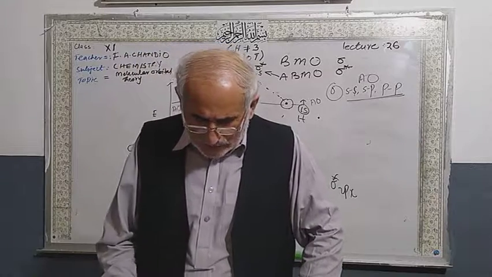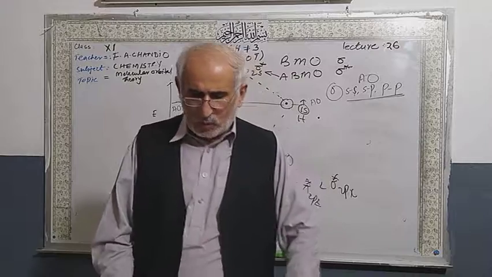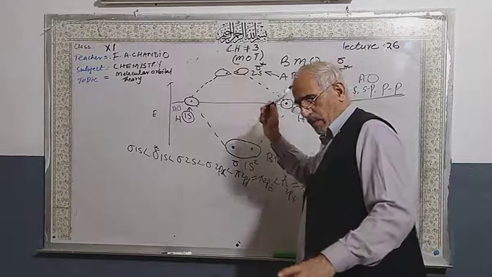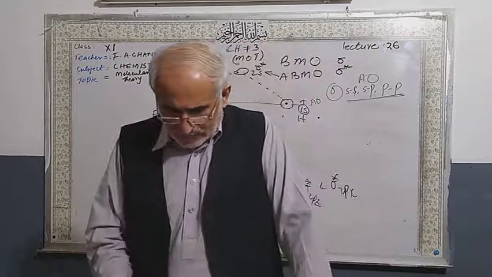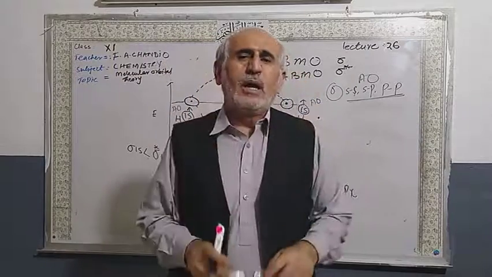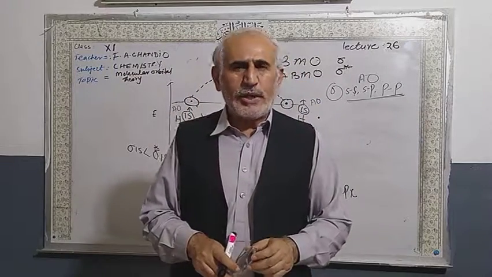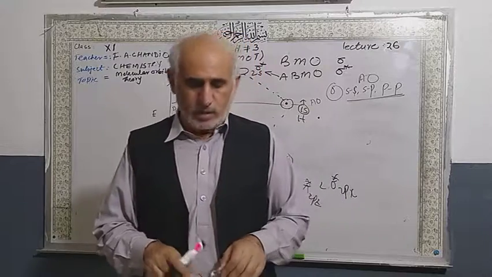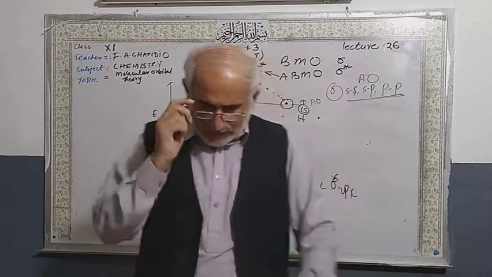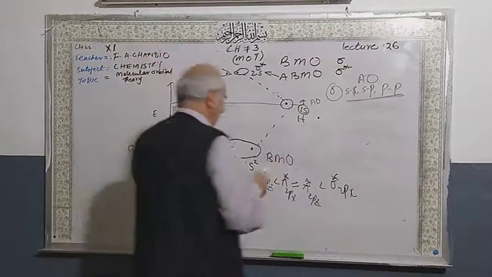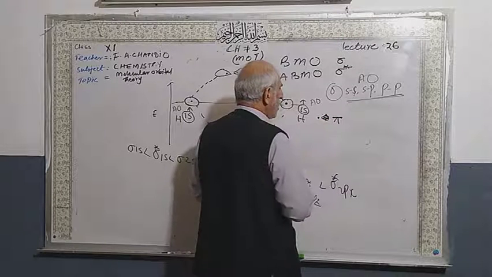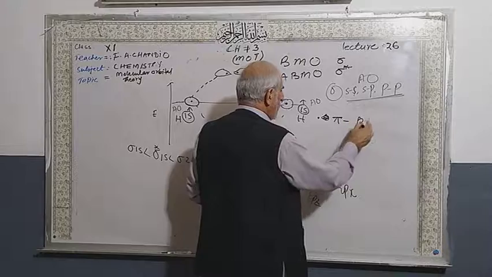When two s atomic orbitals overlap, two molecular orbitals are formed, as in the example given here. A sigma bond is formed here. One has higher energy, which is called the antibonding molecular orbital, and the other has lower energy, called the bonding molecular orbital. And students, there is another type, which we call pi bonds. This is called a pi bond, and this is between p and p.